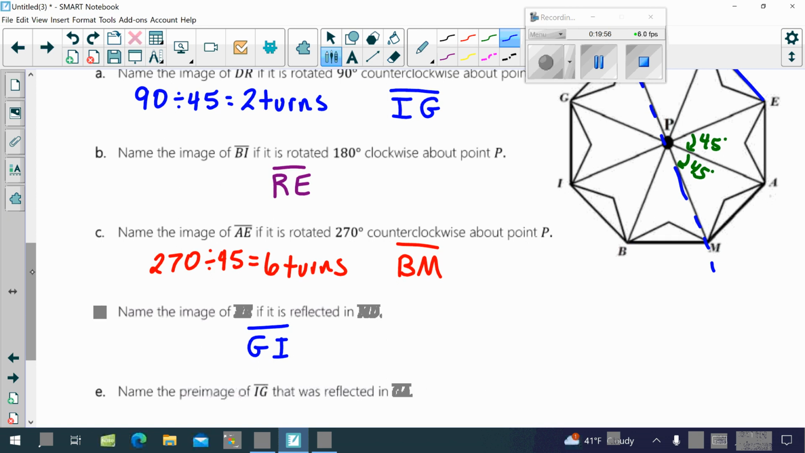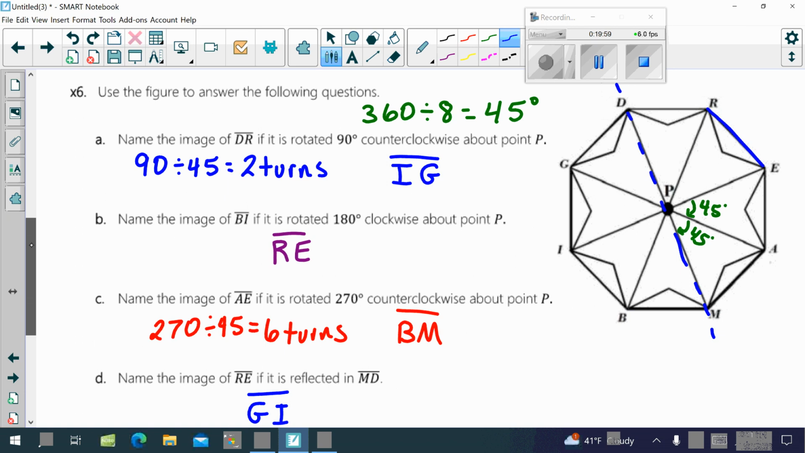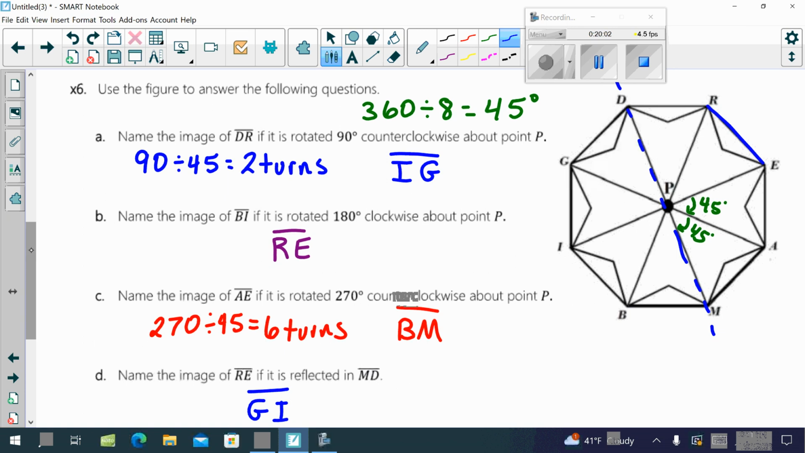Why is it not ID? Because we're reflecting. So if we take this and fold it in half, this segment right here is not going to end up over here because we're not going 180. We're reflecting over this line. So it's 2 segments away from the line, so it needs to be 2 segments away from the line over here. Okay?